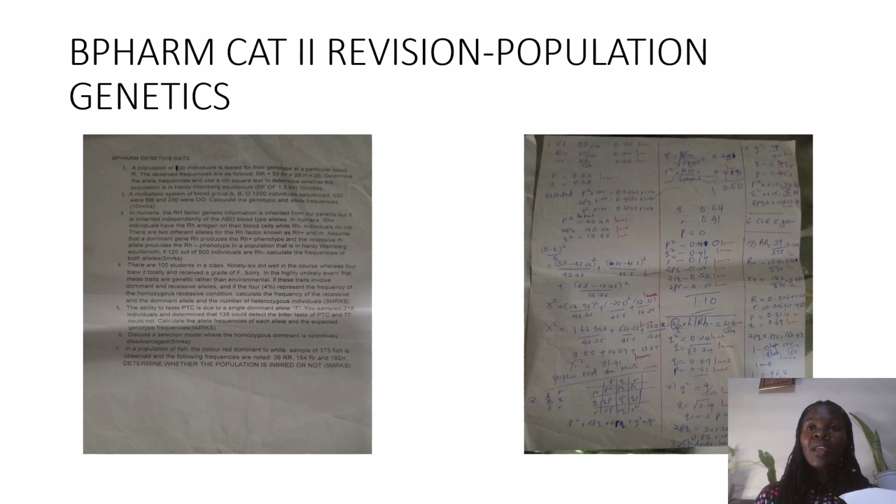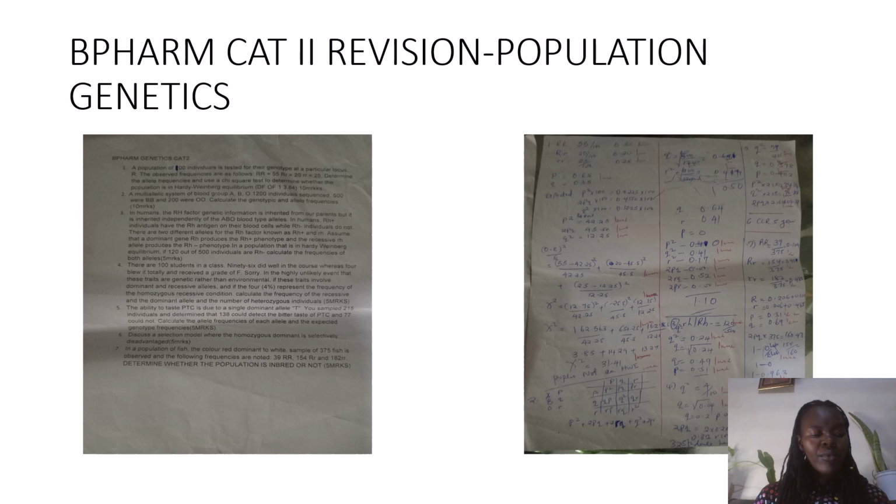But they're saying, in case where it could be heritable, that is, it's not environmental, if these traits involve dominant and recessive alleles, and if the 4% represent the frequency of the homozygous recessive condition, calculate the frequency of the recessive and the dominant allele and the number of heterozygous individuals in the population.